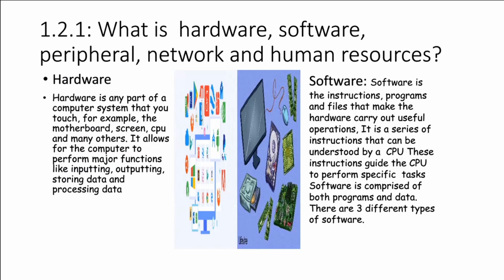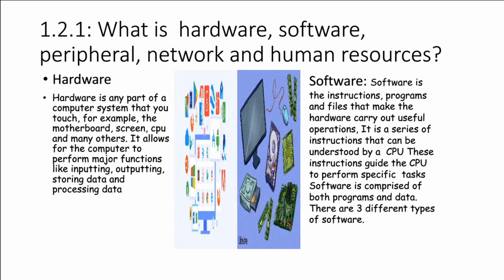So 1.2.1, what is hardware, software, peripheral, network, and human resources? So hardware is any part of a computer system that you touch. So for example, the motherboard, screen, CPU, and many others. It allows the computer to perform major functions like inputting, outputting, storing data, and processing data.